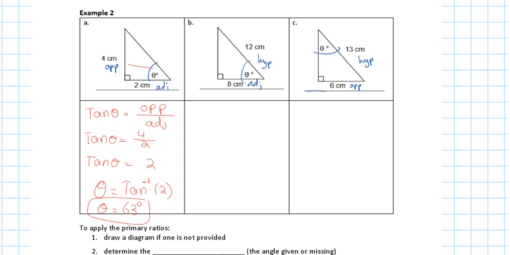Do you guys understand that? So, pick the formula you're going to use, write it down, fill in the information. Because you're looking for an angle, you're going to have to bring that tan, sine, or cosine over as an inverse.